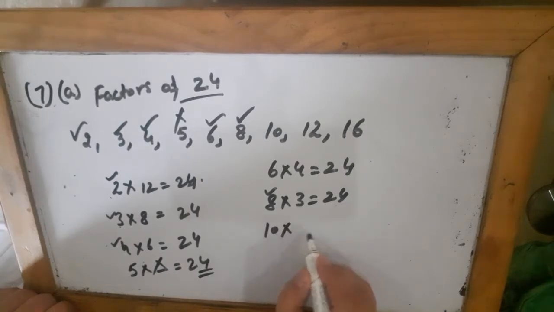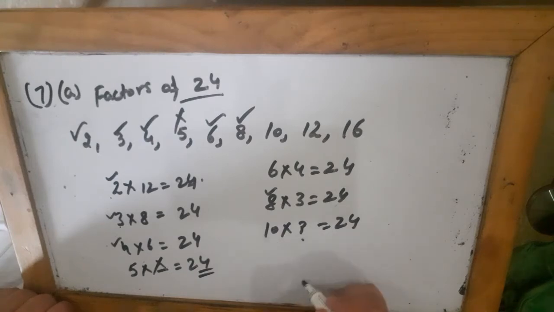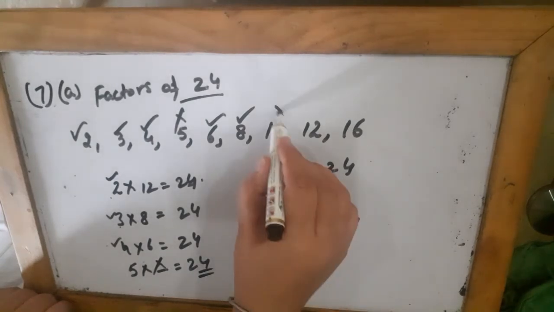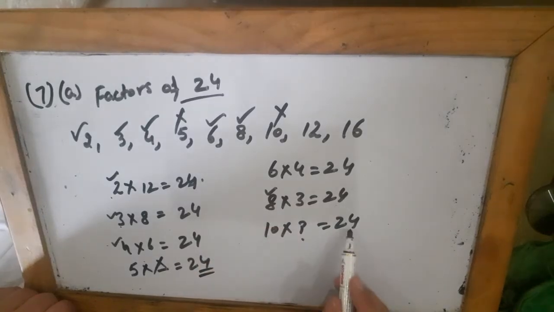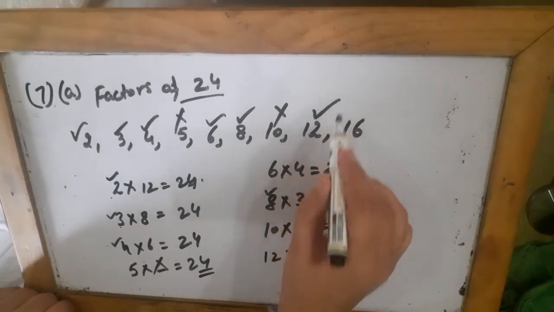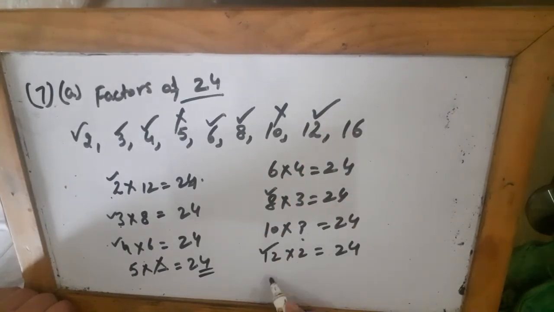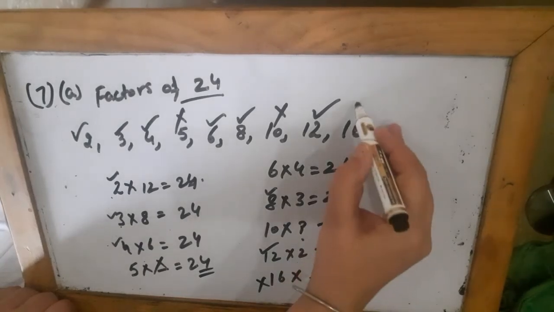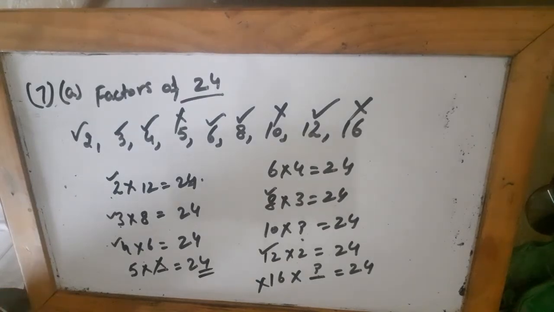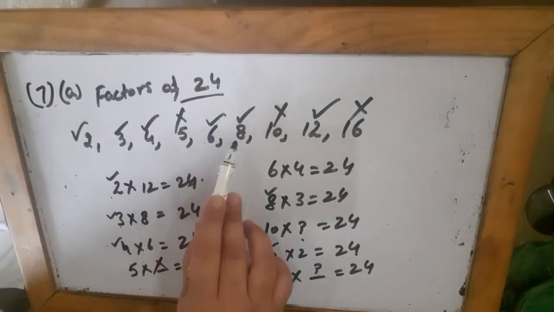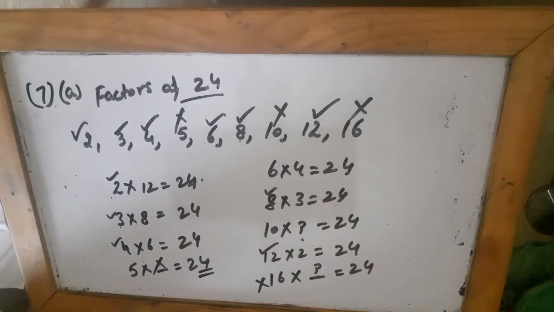Now 10, do you get 24 on the table of 10? If I multiply it with any number, do you get 24? No. So 10 is not a factor of 24. Now 12, I know 12 2s are 24. So 12 is a factor of 24. Now 16, if you multiply any number with 16, do you get 24? No, 16 2s are 32. So 16 is not a factor of 24. So 2, 3, 4, 6, 8, 12 are the factors of 24.